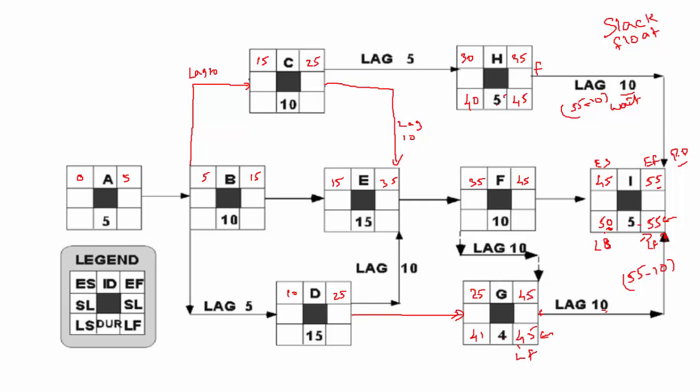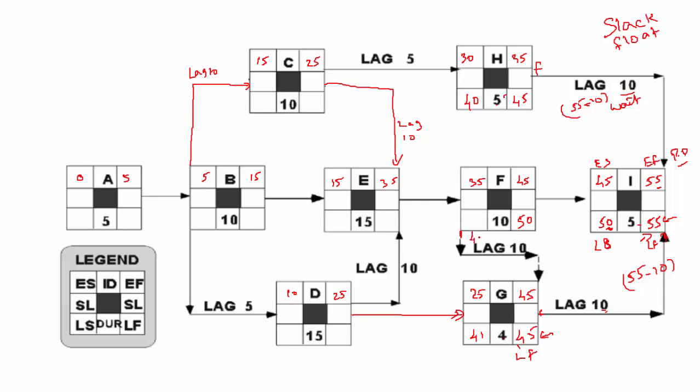All right, let's do F now. If you notice here, there is no lag or anything, so we can bring the 50 straight away over here. 50 minus 10 would be 40, but you need to wait here, because there is one arrow here. Again watch here: 50 minus 10 would be 40.